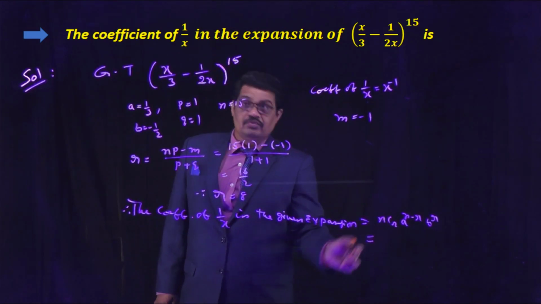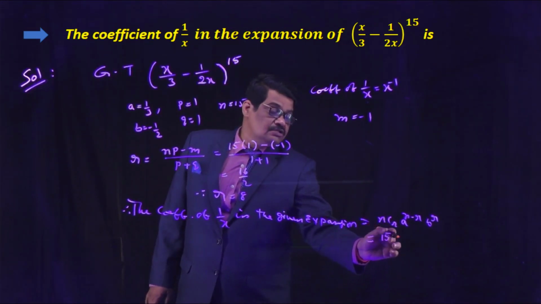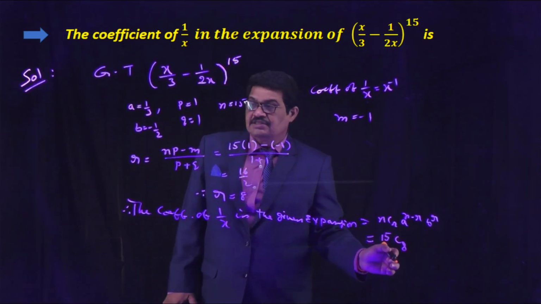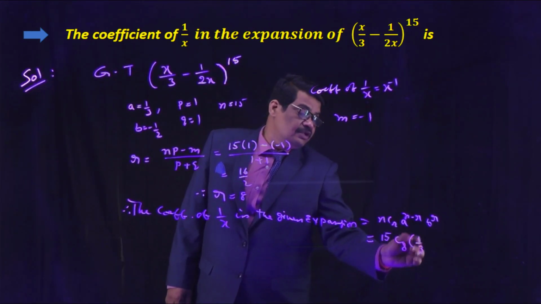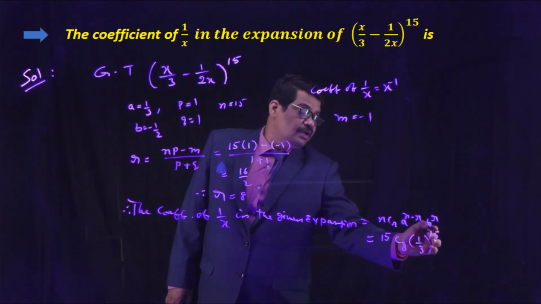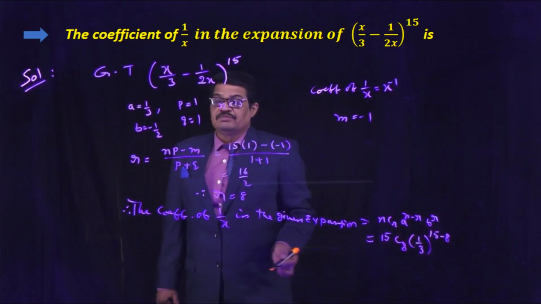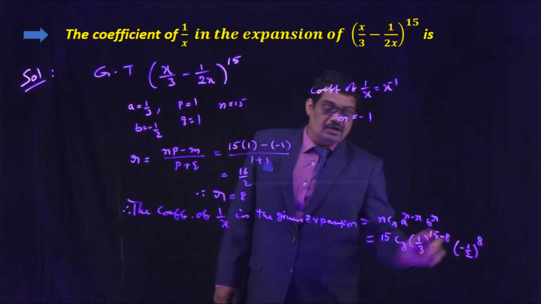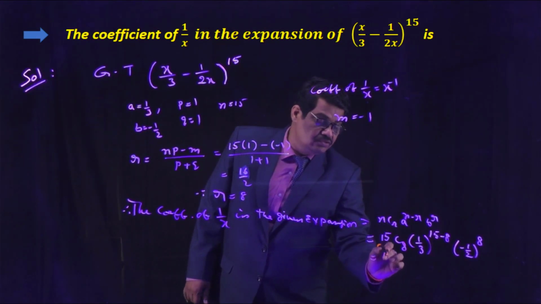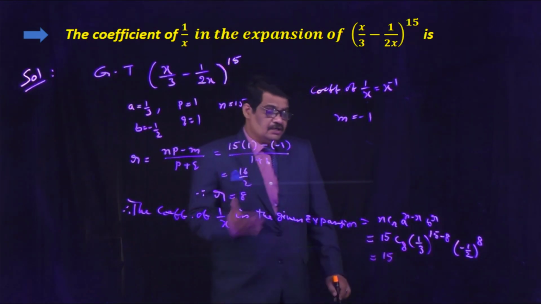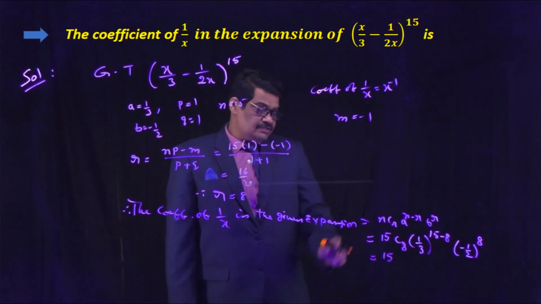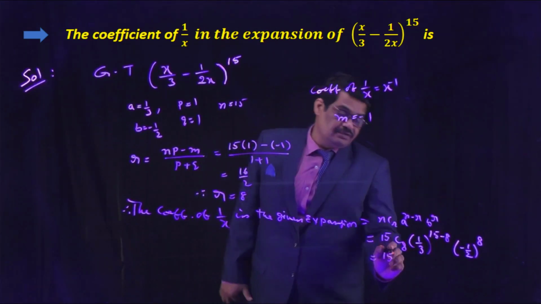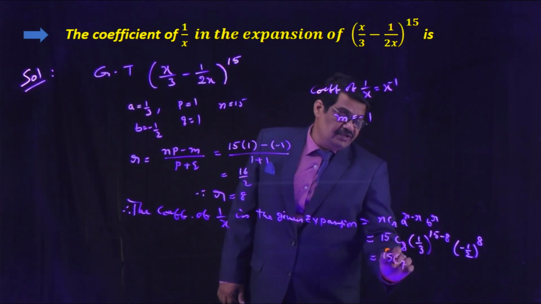So that is equal to, what is n here? 15. C r, where r is 8. A is 1 by 3, so 1 by 3 whole power 15 minus 8, into b, which is minus 1 by 2 whole to the power of r. R is 8 here. That is equal to 15C8. That can be written as 15 minus 8, that is 7. So this can also be written as 15C7.